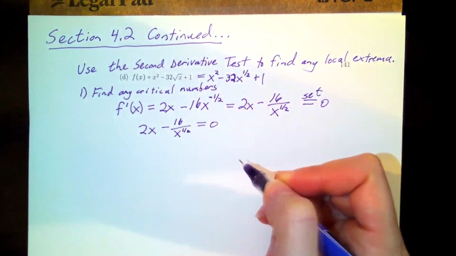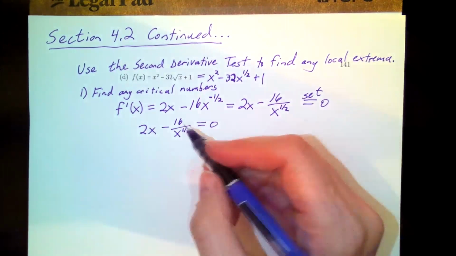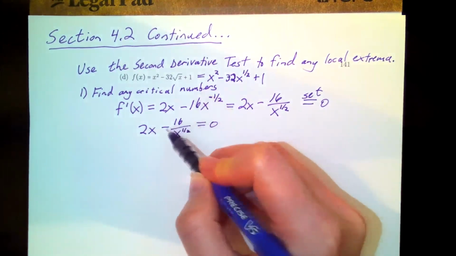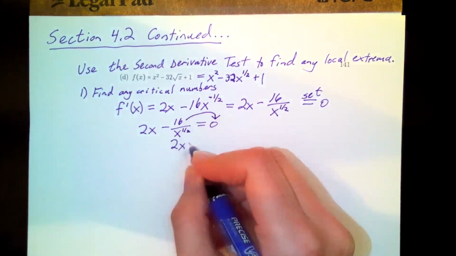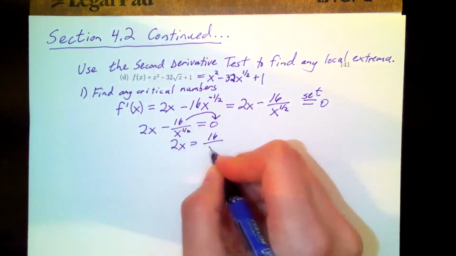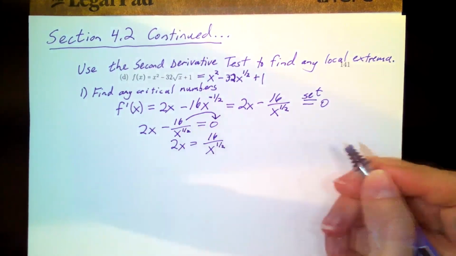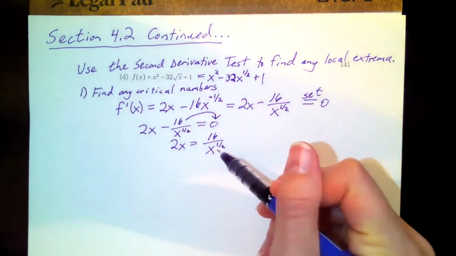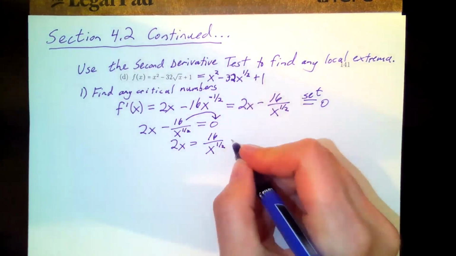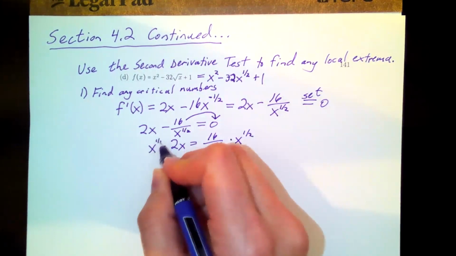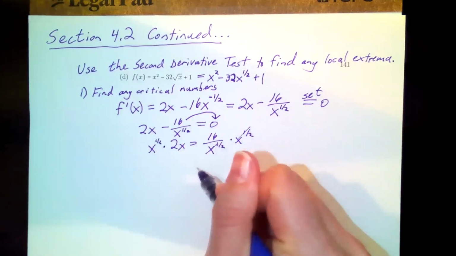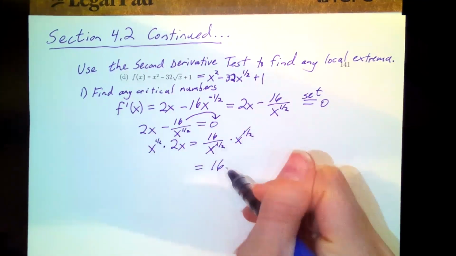So I'm going to solve this algebraically. There's a couple of different routes you can take, but what I'm going to do is take this term over here and add it to this side, so that I get 2x is equal to 16 over x to the 1/2. Now what I'm going to do is try to get this x to the 1/2 out from the denominator by multiplying both sides by x to the 1/2. That means it'll cancel on this side, leaving me with 16 over here on the right.